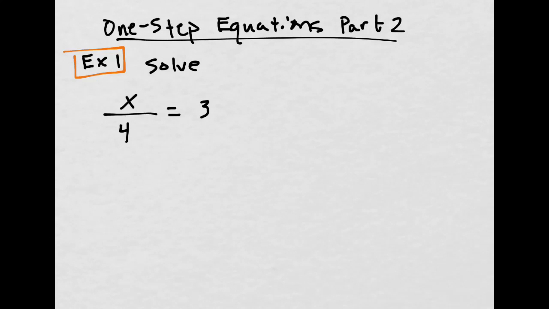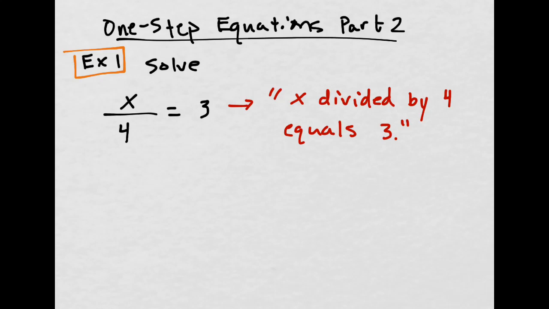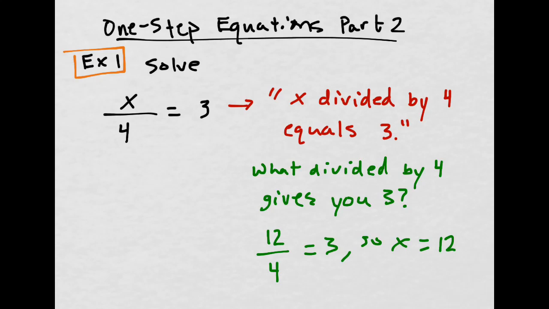Okay. All right. So if we have an equation like this, what does this mean? Well, the way you say this in English is just x divided by 4 equals 3. So then maybe you can think, well, what divided by 4 gives you 3? 12. That's 12. Sweet. It's like I'm a math teacher. So, what divided by 4 gives you 3? Well, 12 divided by 4 gives you 3. So, x equals 12. But what if you didn't know that? What could you possibly do?